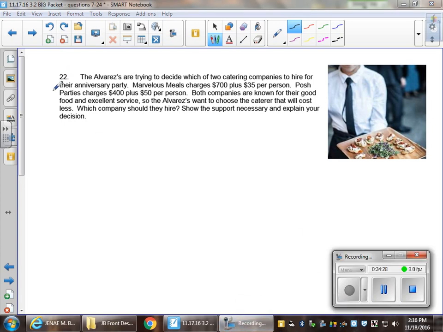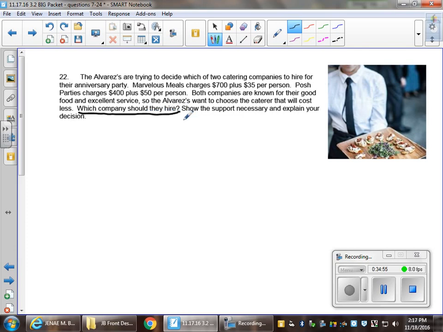The Alvarezes are trying to decide which of two catering companies to hire for their anniversary party. Marvelous Meals charges $700 plus $35 per person. Posh Parties charges $400 plus $50 per person. Both companies are known for their good food and excellent service, so the Alvarezes want to choose a caterer that will cost less. Which company should they hire?